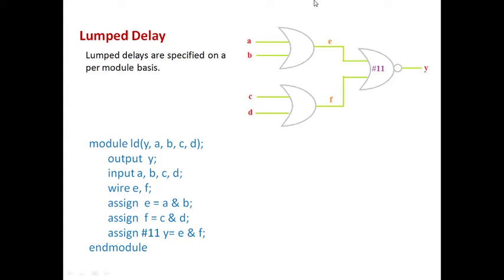We can also realize this entire schematic using structural or data flow assignment. Here I don't have any delays associated with this gate or this gate. I have only one delay, which is related to the output logical gate: assign #11 Y = E and F. This is what is happening in the program.